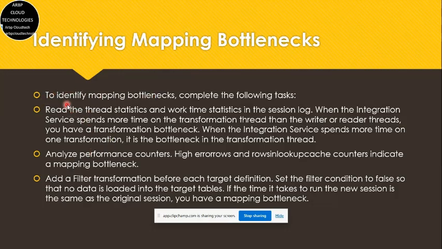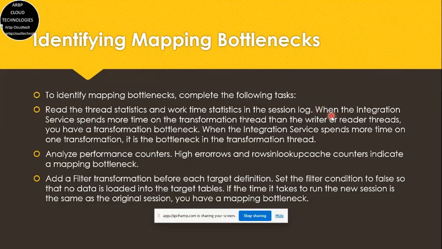What are the steps? Read the thread statistics. If you remember, I explained how to read the thread statistics in the last session. When you start the session log, in the session log there are some options, right? Reader, writer and transformation level. Those are the available information, such as idle time and busy time. That thing you need to identify on their side. So this point is explained here: check the thread statistics and the work time statistics in the session log.